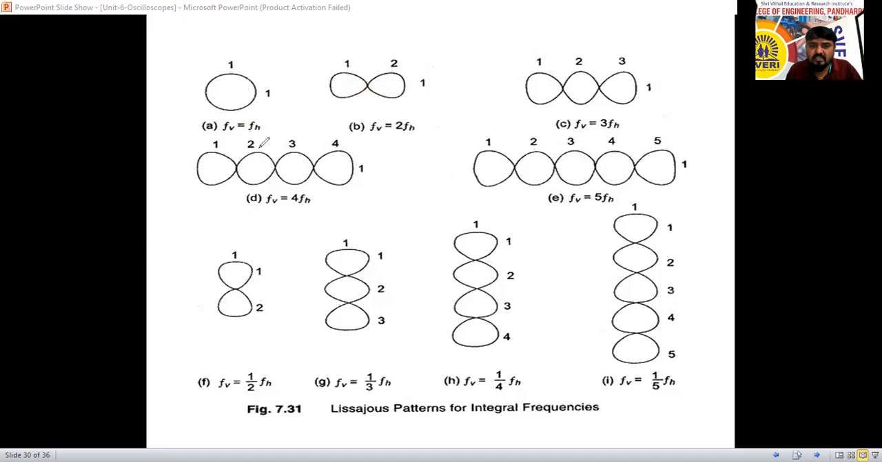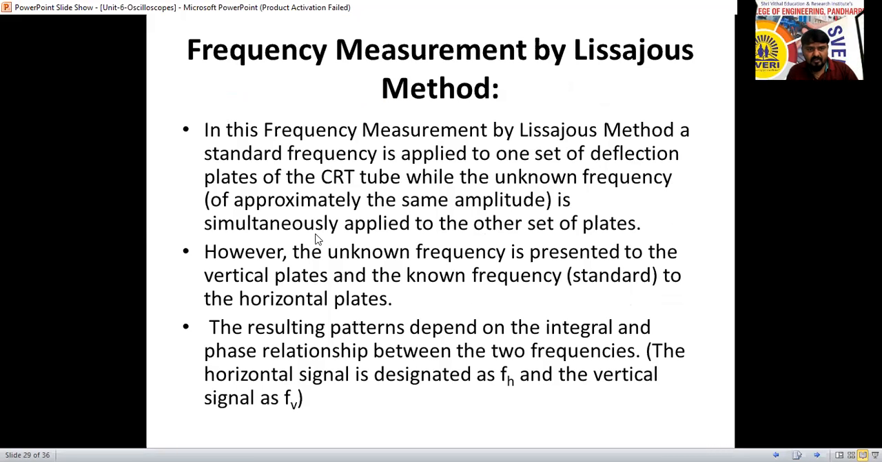So actually the horizontal one is the known frequency, and the vertical one is the unknown frequency we are going to call here. Which one is applied horizontally, that is called known, vertically applied is unknown here. Now somewhere here I have mentioned that one.